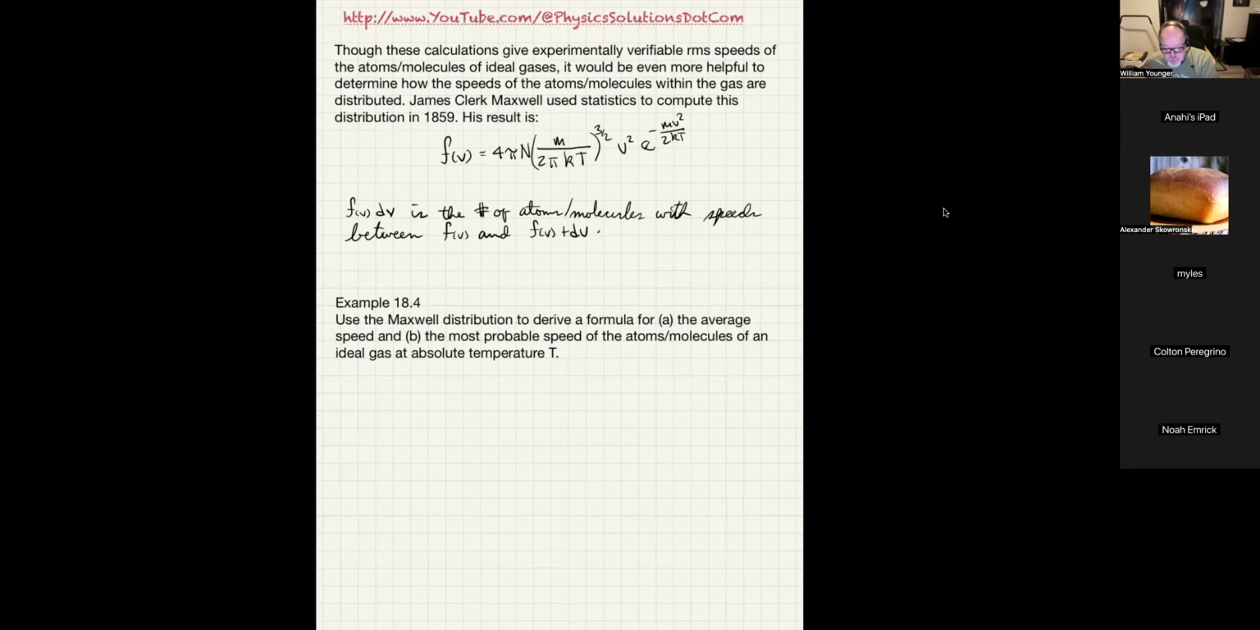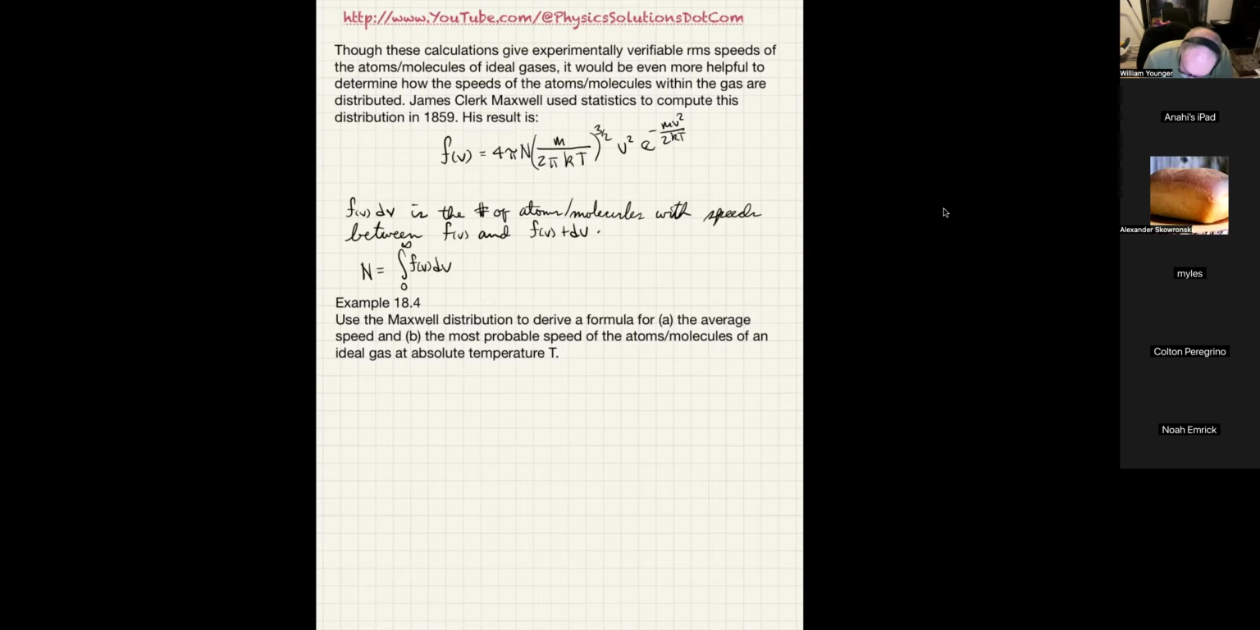And in order to make some use of that, we need to understand a little bit about calculus-based statistics. So, for instance, if I wanted to calculate the total number of atoms or molecules, the total number N would be the integral from 0 to infinity of f of v dv. And you can verify that on your own if you want. But it's worthwhile doing. You can see the N pops up in there.